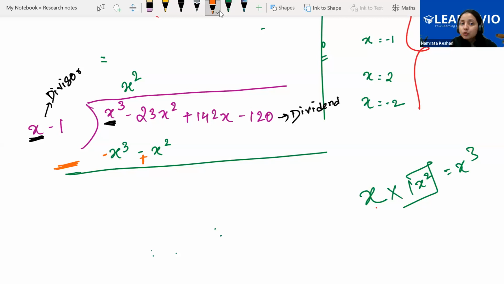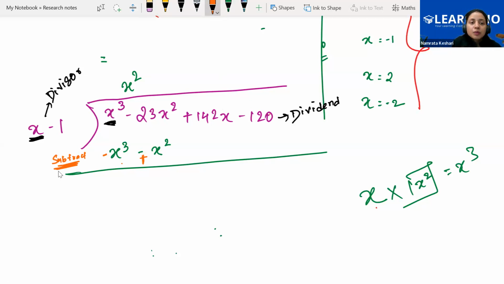Now you have to focus on this plus sign, because minus x square became plus. Why? Because we did the subtraction. See the subtraction sign I have written over here. Since we did the subtraction, each and every term reverses its sign. If the term is positive already, it becomes negative. If the term is negative already, it becomes positive.